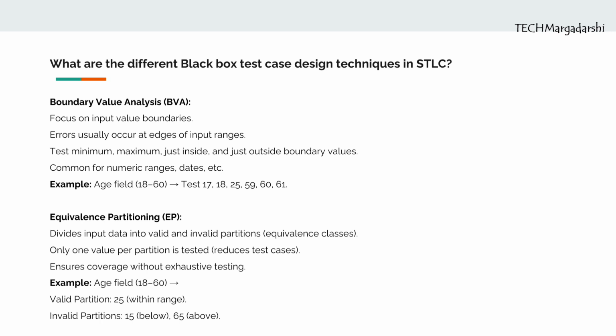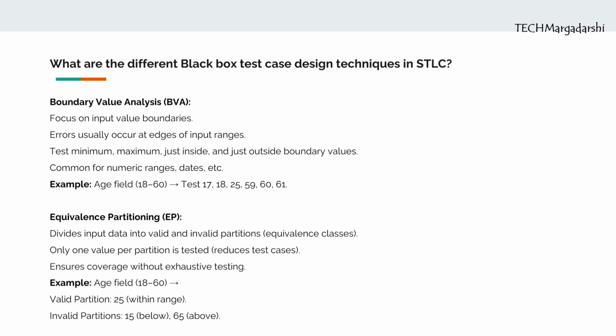In this technique, test cases are designed around the boundaries of input values because most defects occur at the edges rather than the middle. For example, if an age field accepts values from 18 to 60, we test values like 17, 18, 59, 60, and 61 to ensure the system behaves correctly at boundaries.